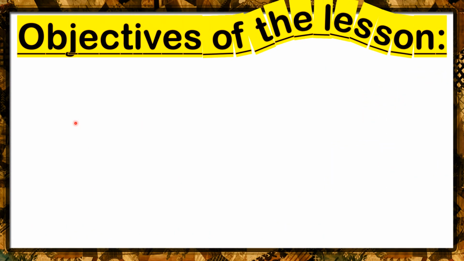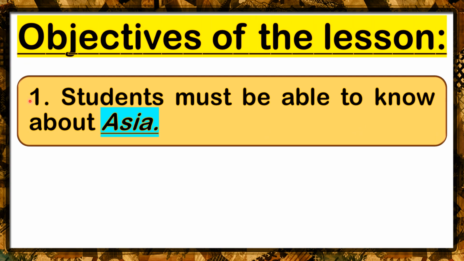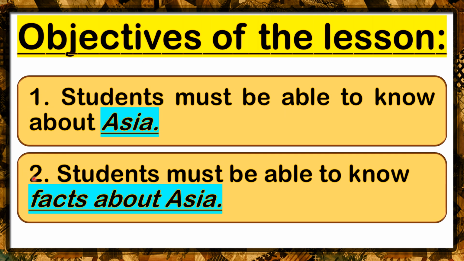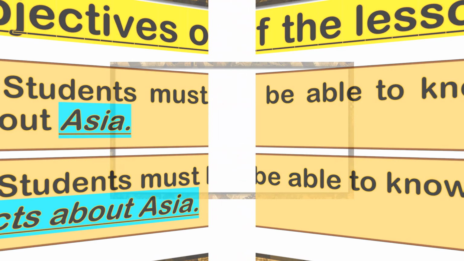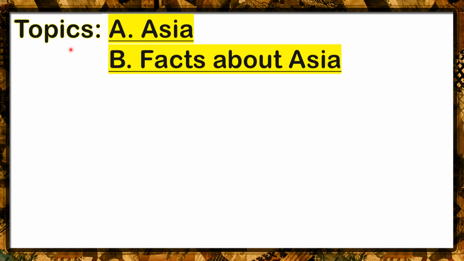Now class, let us discuss the objectives of our lesson for today. The first one is students must be able to know about Asia. And the second one is students must be able to know facts about Asia. So at the end of this online discussion, I expect that students already know about Asia and some important facts or information about this continent. Class, our topics for this week are the following. Letter A, Asia, and letter B, facts about Asia.